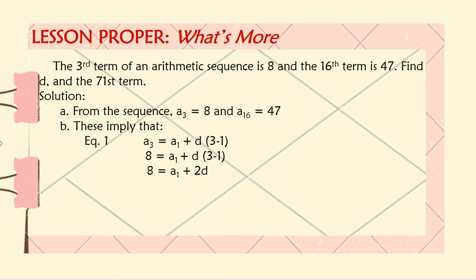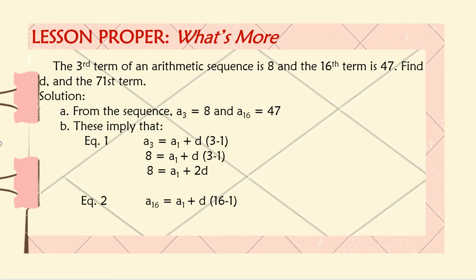Okay, so we have 8 is equal to A sub 1. Then 3 minus 1 is 2. Then 2 times D, so that is 2D. Okay? So, that is our first equation. Okay, next, doon naman tayo sa second equation, yung A sub 16 is equal to 47.